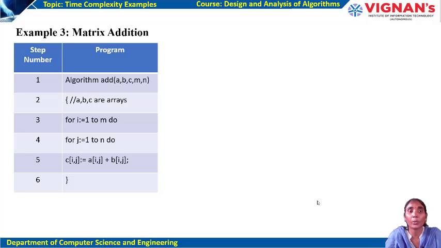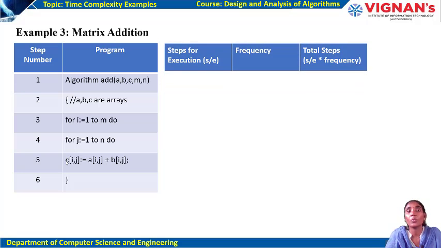Now for i equal to 1 to m, which means we repeat the for loop from 1 to m, row wise, and for j equal to 1 to n, column wise. Finally we compute the sum, a of ij plus b of ij equals c of ij. We are adding the elements at the A of ij index and B of ij index and placing the result at the C of ij index. This is the algorithm explanation, and now we'll see how to find the time complexity for this particular algorithm using S by E.